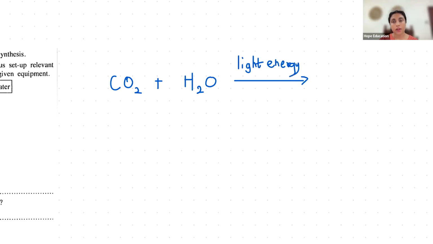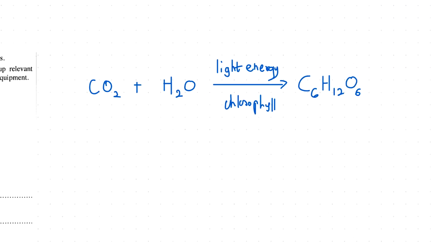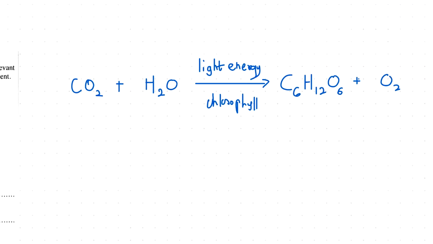Good. What are the products of photosynthesis? Glucose and oxygen. Yes. Glucose is C6H12O6, plus oxygen. So when you balance, it is 6 here, 6 here, and 6 here.